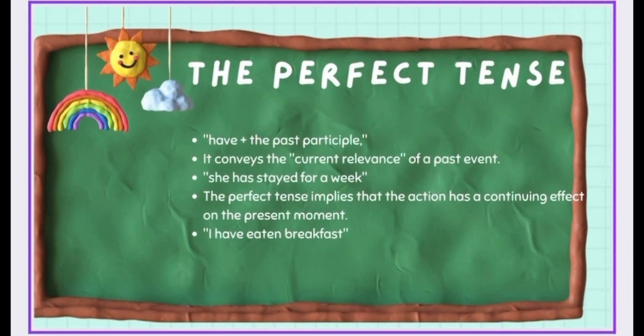For example, she has stayed for a week suggests that her stay started in the past and it's still ongoing. The perfect tense implies that the action has a continuing effect on the present moment. For example, I've eaten breakfast implies that you are still feeling full. This is because the action of eating breakfast has a lasting effect.